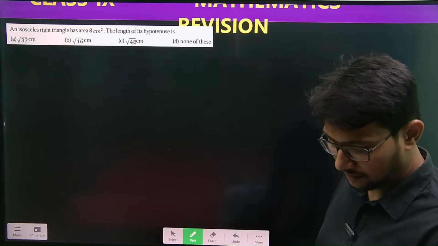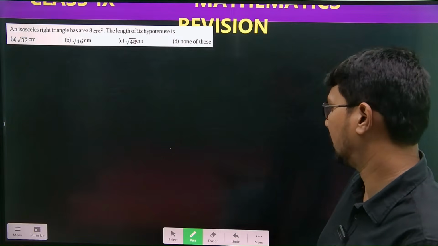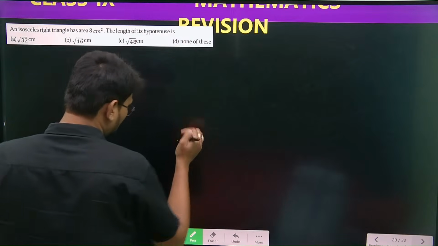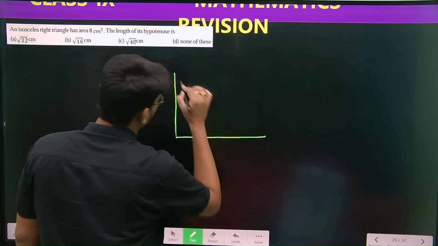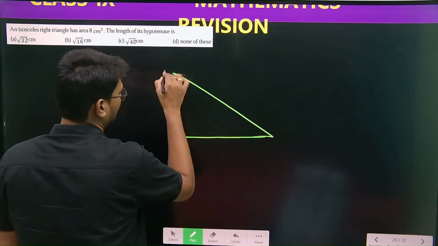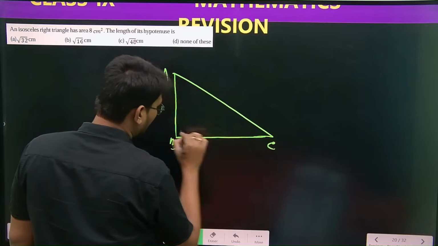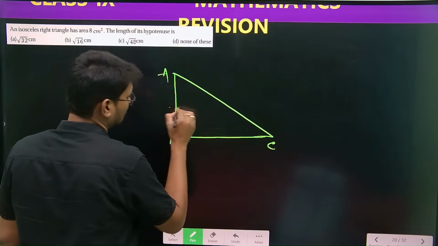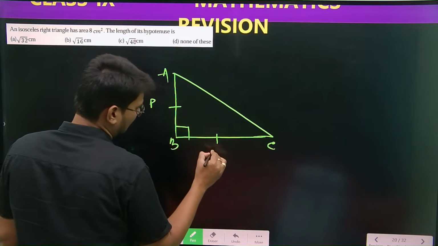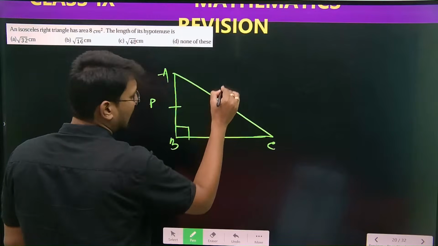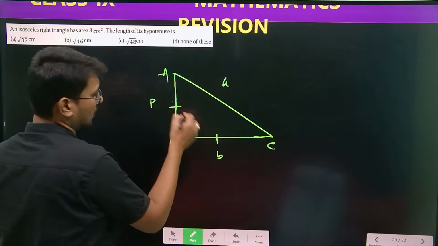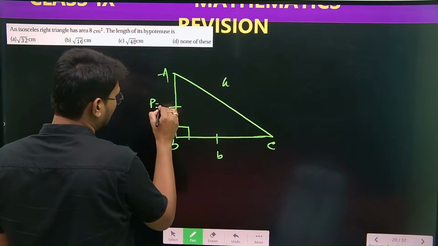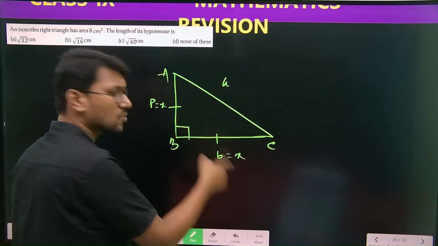Okay, let me solve. So the question is saying बच्चों an isosceles right triangle. Let me draw the figure. बच्चों this is an isosceles right triangle. A right angle at B. Though it is isosceles, remember बच्चों perpendicular and base are same and hypotenuse never be equal. Clear? In isosceles triangle, though these two are equal, let me write P is also x unit and B also x unit because these two are equal.